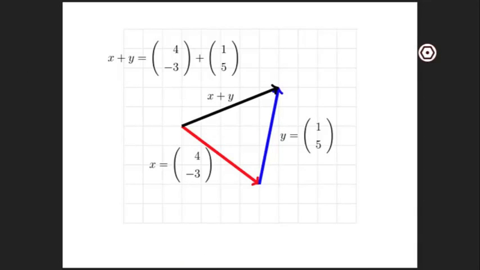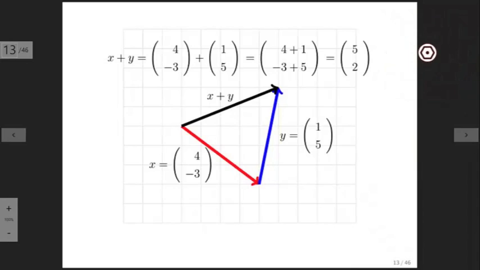So here we have vectors x and y. Vector x has components 4 and minus 3. Vector y has components 1 and 5. In order to now compute the vector x plus y, all that you do is add the components together, 4 plus 1, minus 3 plus 5, to yield the vector 5, 2.